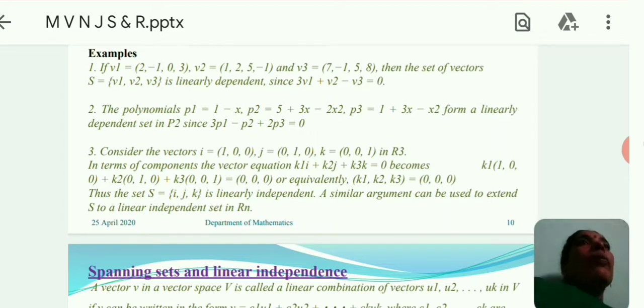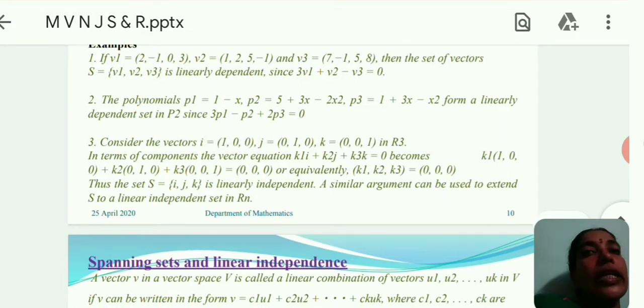Now every proper subset of a linearly independent set is always a linearly independent set. This is another point. And the third one is every superset of a linearly dependent set is always a linearly dependent set. This is also an important point. And another one is a set containing a single non-zero vector in a vector space is a linearly independent set. This is another important point. See these points carefully.